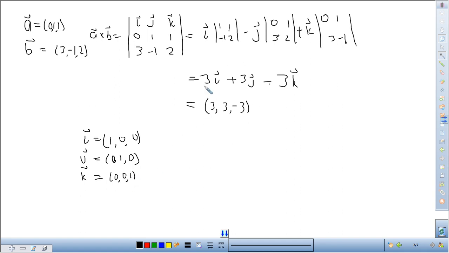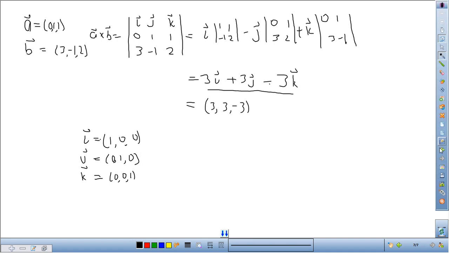Okay, so if we look back at this equation here, what we're saying is 3 times the 1 in the first component, okay, that gives us our 3 here. 3 times the 1 in the second component, that gives us 3 here. And negative 3 times the 1 in the third component gives us the negative 3 here. All right, so this is just a different way of looking at vectors in terms of i, j, and k. And it is extremely useful when calculating cross products.